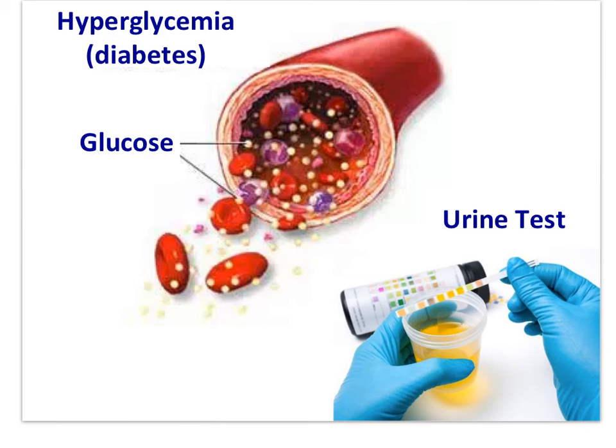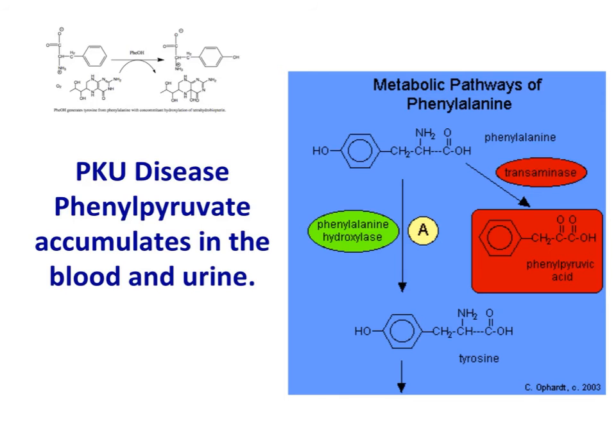Glucose is a metabolite found in the blood. Tests that detect excess glucose in the blood or the urine provide evidence of disease such as diabetes. PKU is another inherited disease related to amino acid metabolism. The homozygous recessive condition results in a non-functioning enzyme, phenylalanine hydroxylase. Phenylalanine is not transformed into tyrosine, but instead is metabolized into phenylpyruvate that accumulates in the blood and the urine. Untreated PKU can lead to intellectual disability, seizures, and mental disorder.